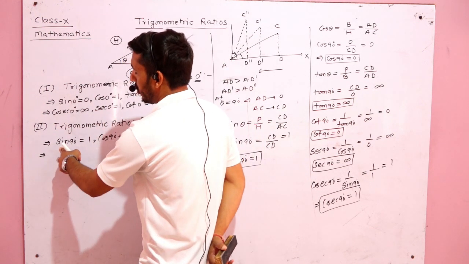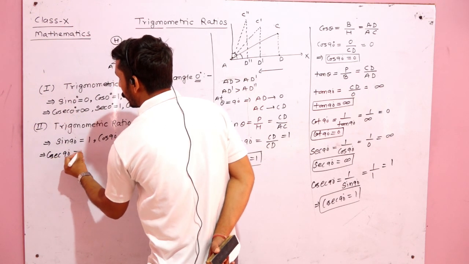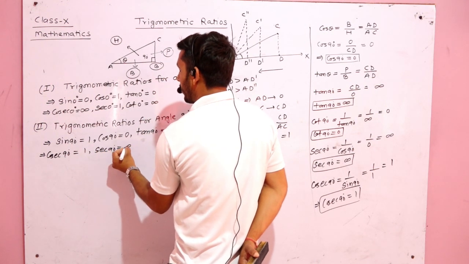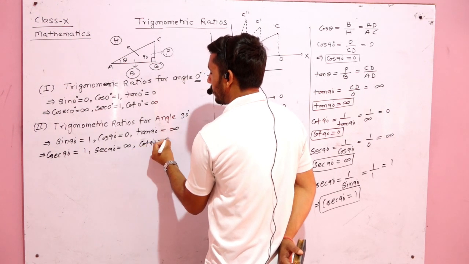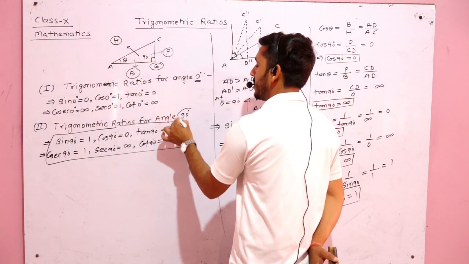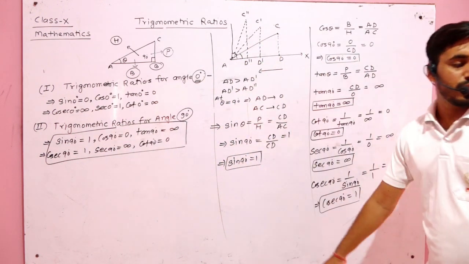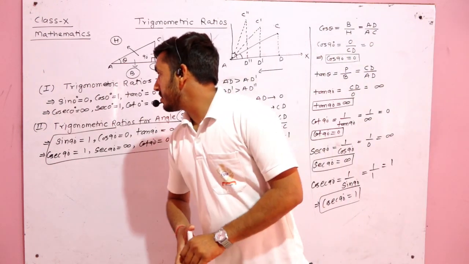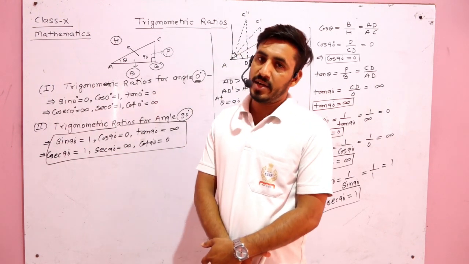What is the reciprocal of sine? It is cosec. Then I am writing cosec 90 is equal to 1. Then sec 90 is equal to infinite. Then cot 90 is equal to 0. These are trigonometric ratios for angle 90 degree, and earlier we obtained trigonometric ratios for 0 degree. Note down, today we have discussed trigonometric ratios for two types of angle, 0 degree and 90 degree.